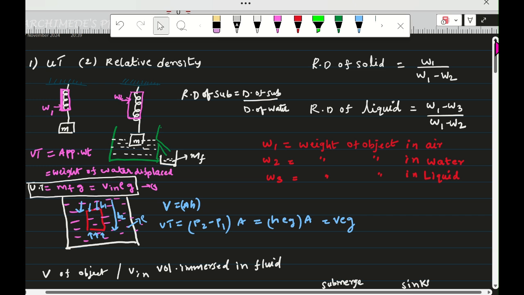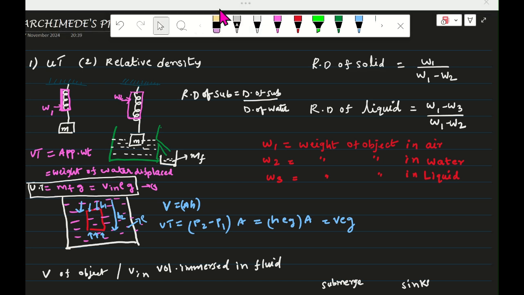Today I'm going to discuss Archimedes. In this Archimedes principle, two topics are very important. One is upthrust, second one is relative density. First, I'll complete the relative density topic, then I'll come to give the applications on upthrust.